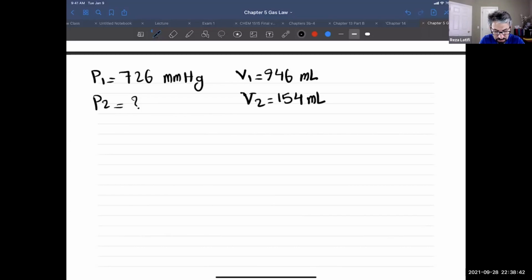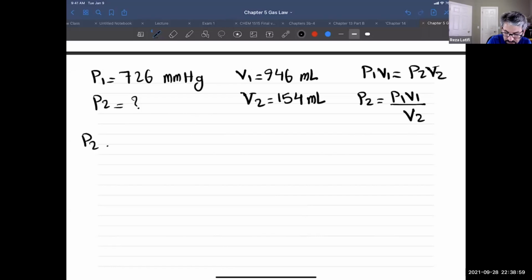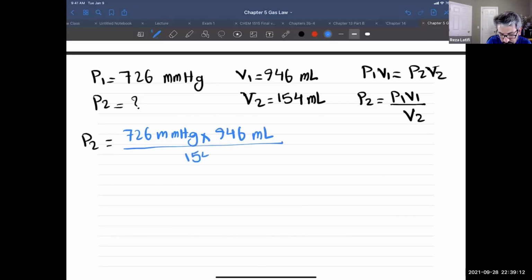Okay. We are looking for P2, so we go P1 V1 equal to P2 V2. That means P2 will be equal to P1 V1 over V2. So here we go. P2 equal to P1, 726 milliliter of mercury, multiply V1, which is 946 milliliter, divided by 154 milliliter. Milliliter cancels by milliliter, and it will give you the final answer equal to 4.46 multiply 10 to the third milliliter of mercury.